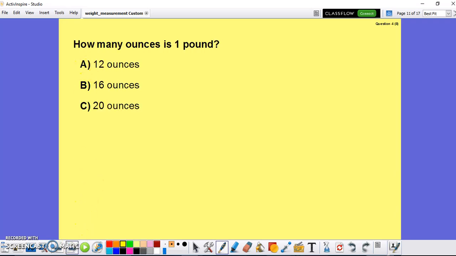How many ounces are in 1 pound? Well, I had previously mentioned it, and I just mentioned it on the last slide. In 1 pound, it's like having 16 slices of bread, or 16 ounces. So my choice is B.